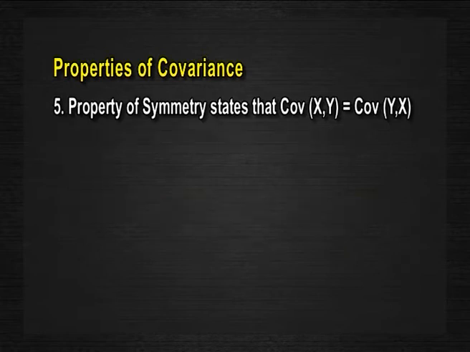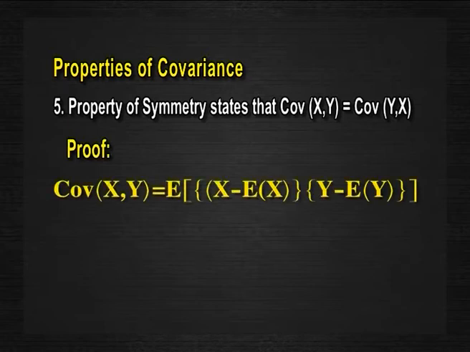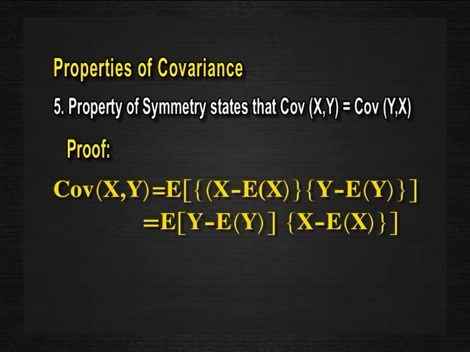Property of symmetry states that covariance of X, Y is equal to covariance of Y, X. We can prove this property as follows. Consider covariance of X, Y is equal to expectation of (X minus E of X) into (Y minus E of Y). It can also be written as expectation of (Y minus E of Y) into (X minus E of X), which is equal to covariance of Y, X. Hence, covariance of X, Y is equal to covariance of Y, X.